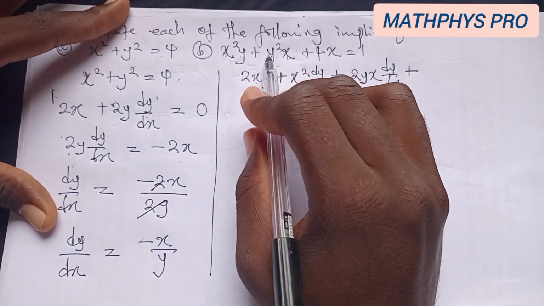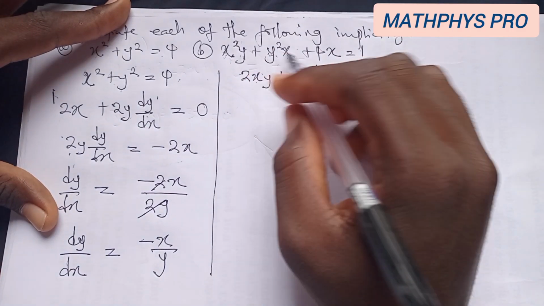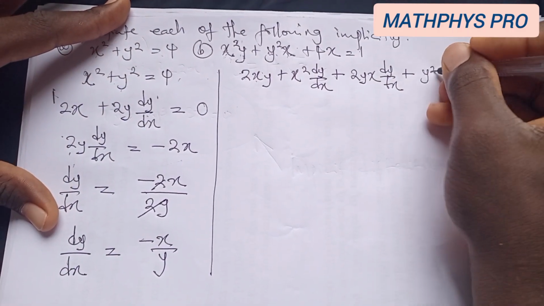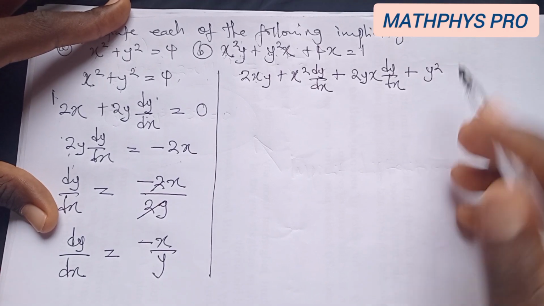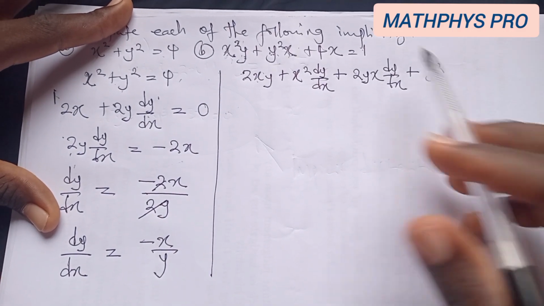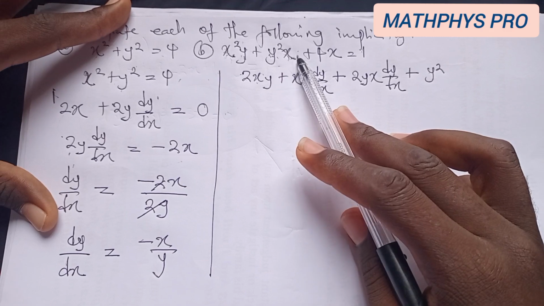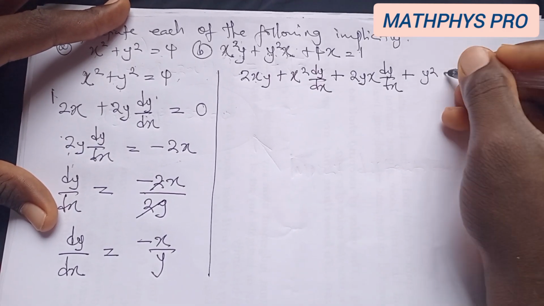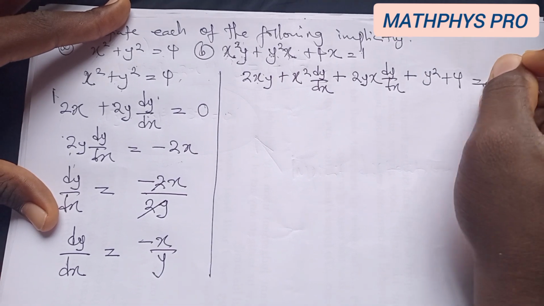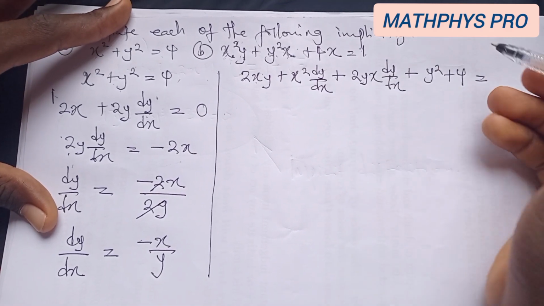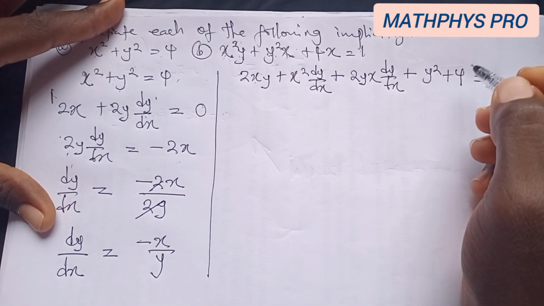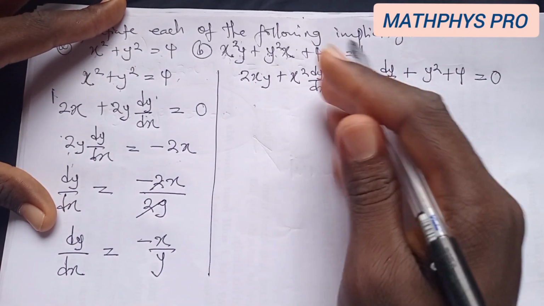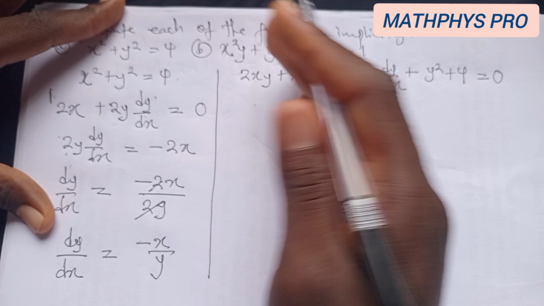You use the 1 to multiply y squared, so you have just y squared, because you are not adding dy dx since you didn't differentiate y, but you differentiated x. Next, if you differentiate 4x, you have plus 4, and equals, remember you differentiate 1, which is a constant, you have 0.